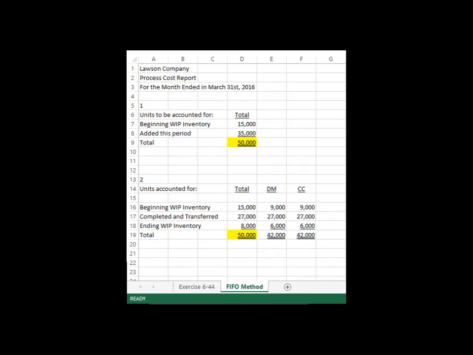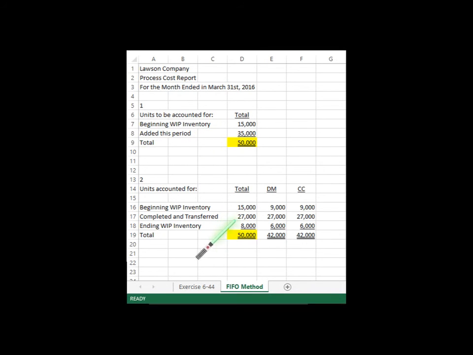Also, the ending work in process inventory from this problem was still going to be 8,000. Therefore, I had to add the beginning work in process inventory and the ending work in process inventory and subtract it from the total to get completed and transferred. Or you could also subtract 8,000 from 35,000 to get the remainder of 27,000, because you already used the 15,000 right here.